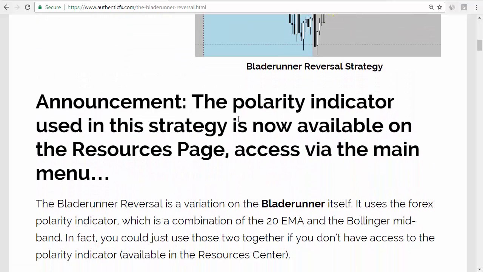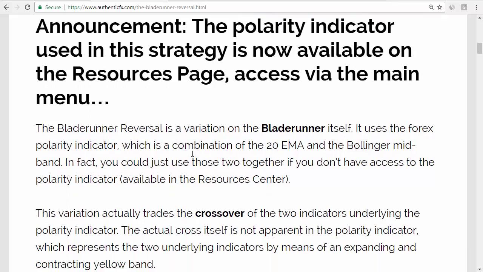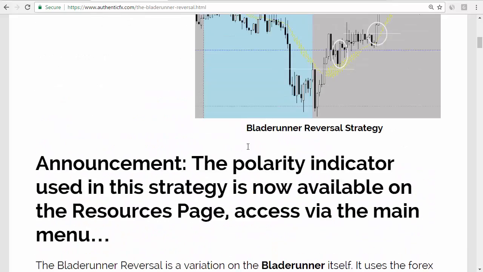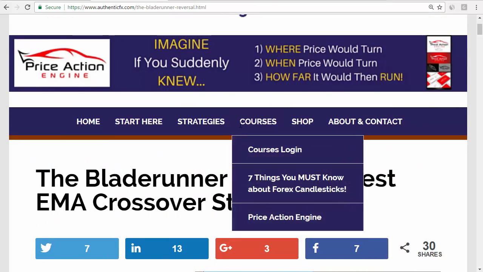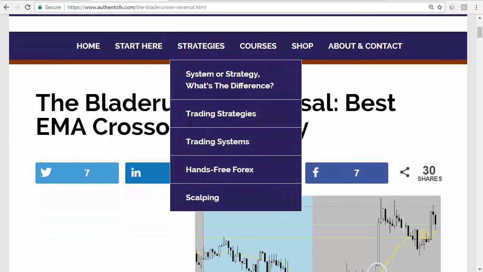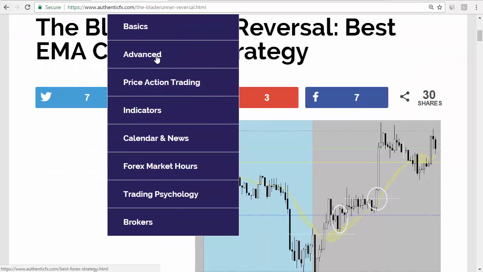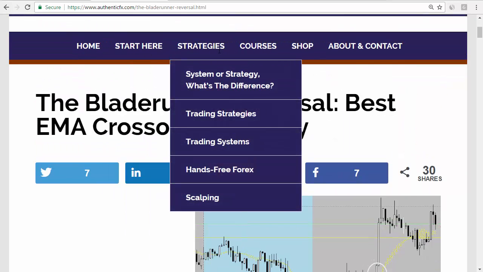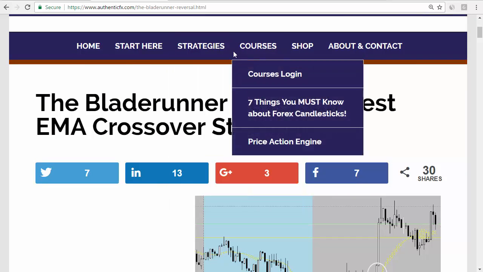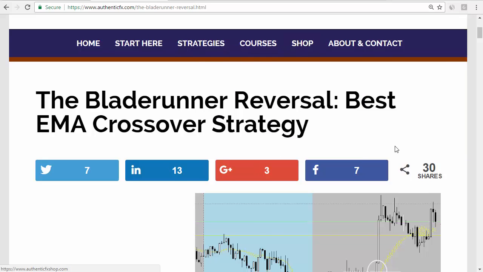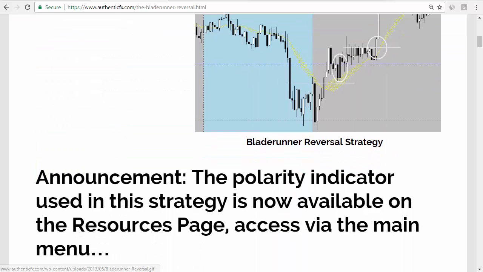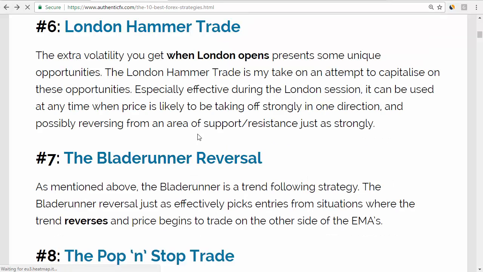Okay, so this one uses an indicator that's available on their resources center. I don't know if we can actually get to that from here, but if you could, then we might be able to use that. Sometimes custom indicators can be a little bit tricky and sometimes can't work, but most of the time we can get them to work. We could use that for this particular strategy, but because it's a custom indicator and we've got 9 other strategies to choose from, I'm going to ignore that one for now.